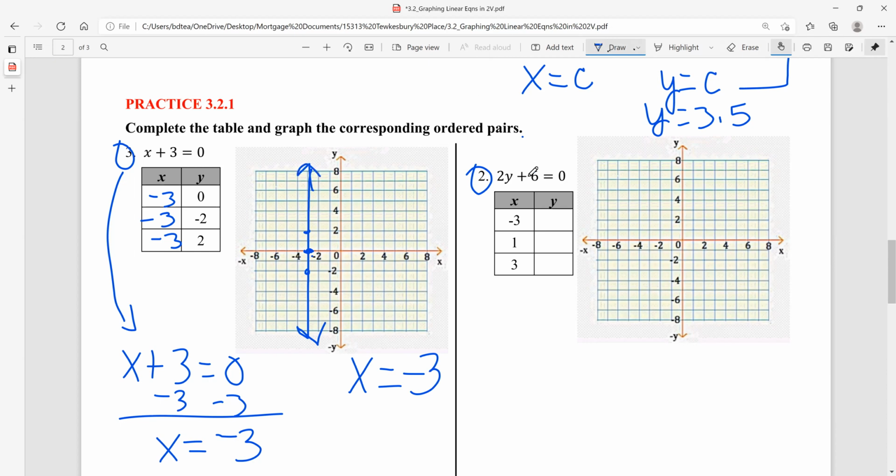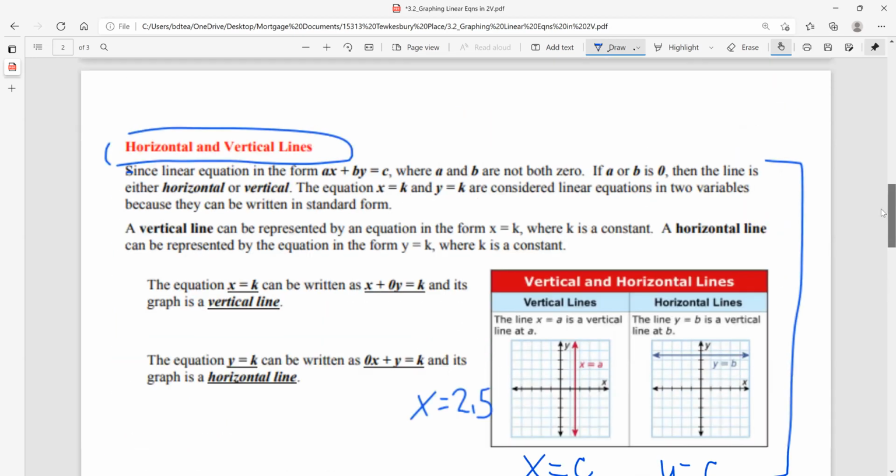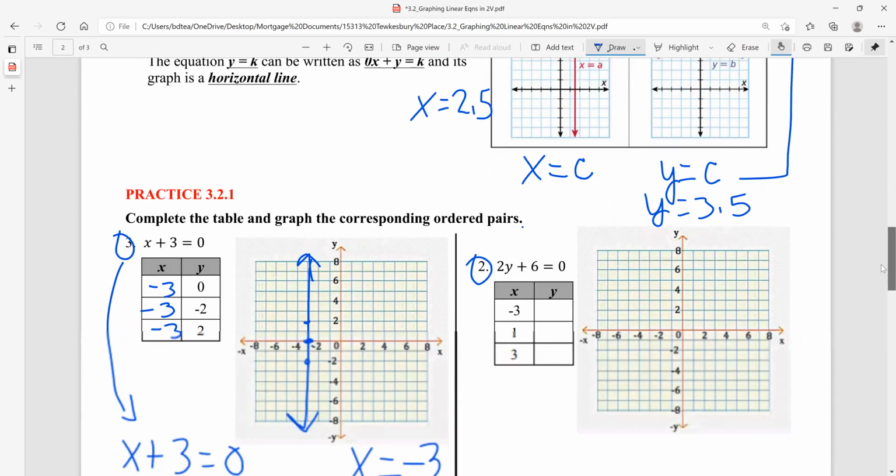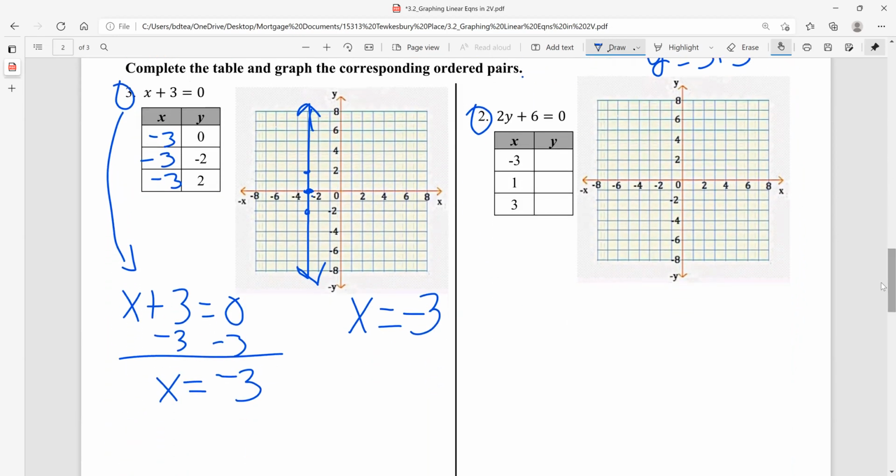Right, let's look at number 2: 2y plus 6 equals 0. Again, you know that there's only one variable. Once you solve for y, you're going to have a constant. When y is constant, this is going to be a horizontal line. So start taking some good notes that you can refer back to. Whenever you have an equation that only has one variable, you have to solve for that variable.